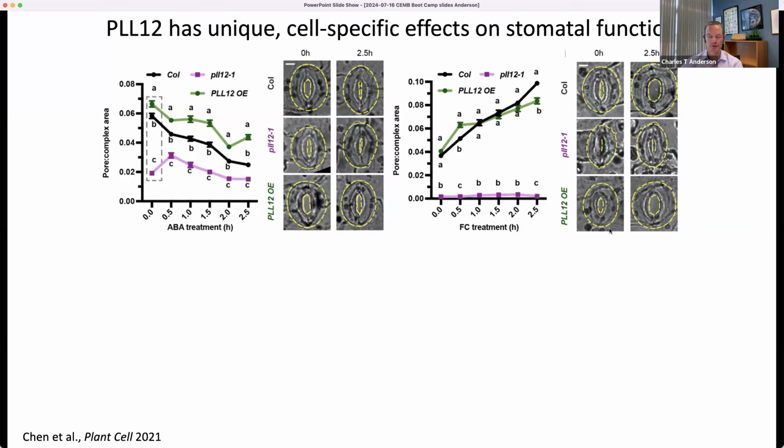We can conversely use a drug called fusicoccin, or FC, that causes the stomata to open. It actually activates a proton ATPase in the plasma membrane and hyperpolarizes that membrane, causes potassium to enter, and makes the guard cells swell and elongate and drives stomatal pore opening. You can see that the wild type and the overexpression line both have pretty efficient stomatal opening in response to fusicoccin, whereas in the knockout, basically the pores don't respond to fusicoccin at all.